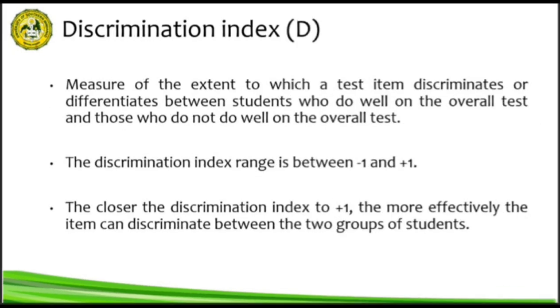So discrimination index is the measure of the extent to which a test item discriminates or differentiates between students who do well on the overall test and those who did not. The discrimination index range is between -1 and +1. The closer the discrimination index to +1, the more effectively the item can discriminate between the two groups of students. So there is a formula for this, and if the result is much closer to +1, that means the test item is effective or plausible.